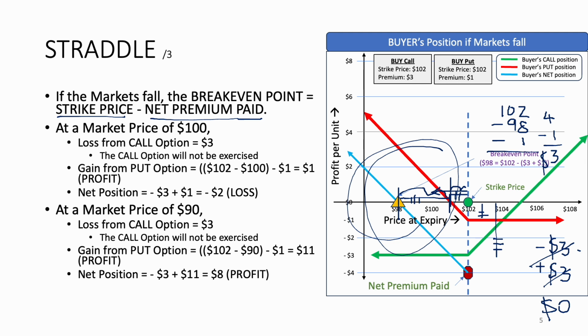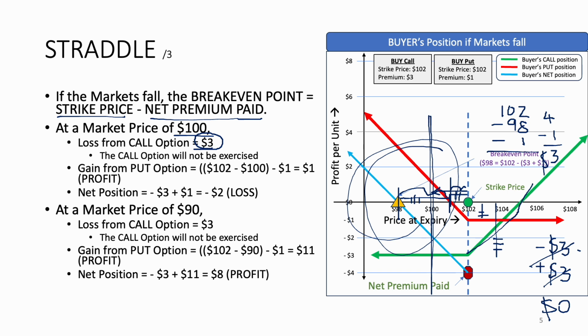Now let's analyze another position, which is at $100. At $100, what happens? The market, if it is somewhere here, at $100, again we see that the market value is less than the strike price of the call option. That is, this is the call option. So the call option will not be utilized. So we will give away the premium, that is $3, and we will have a loss.